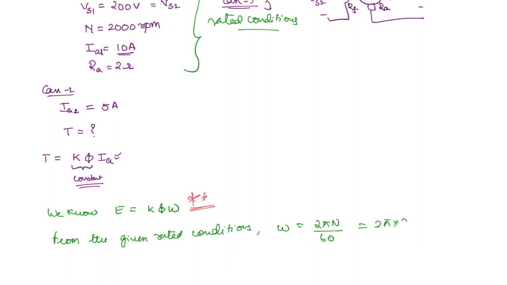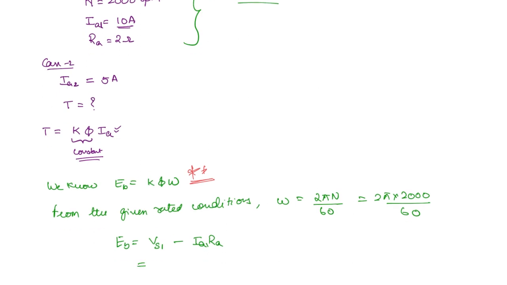So 2 pi into 2000 by 60. Then what is E? The back EMF. This is back EMF. So for a DC motor, the back EMF is given by the supply voltage, which is Vs1 minus Ia into Ra. So you can take this as Ia1 to represent the rated condition case. So now we have all of the information. Vs1 is given as 200, Ia1 is given as 10, and the armature resistance is given as 2. So you're going to get 180 volt.